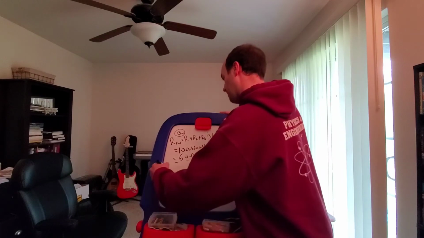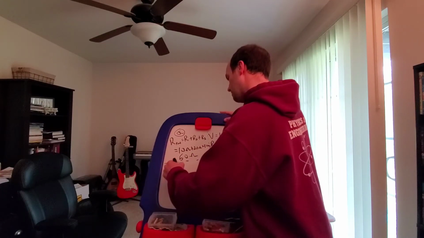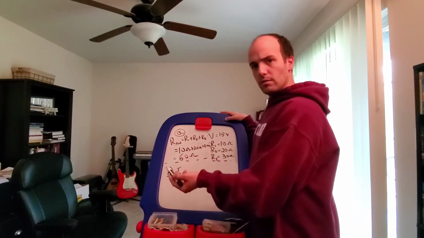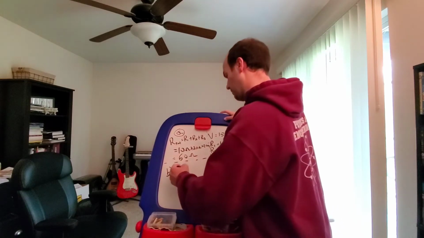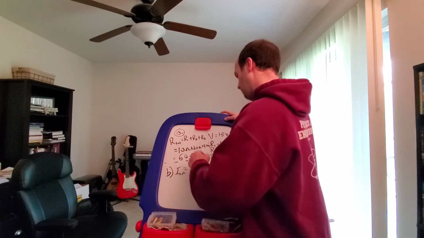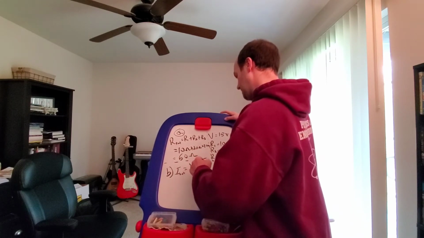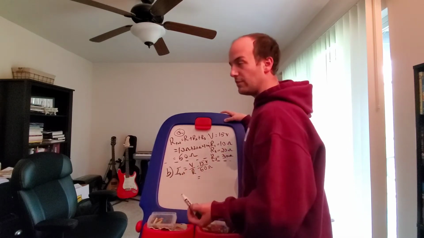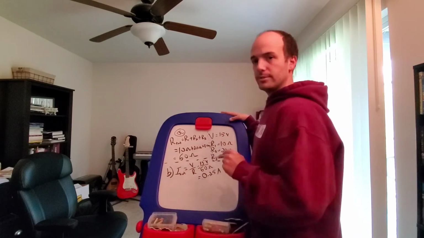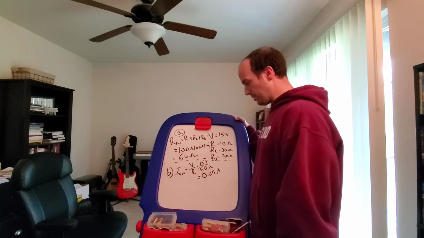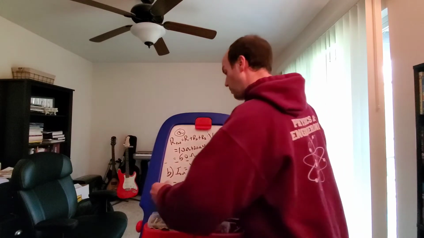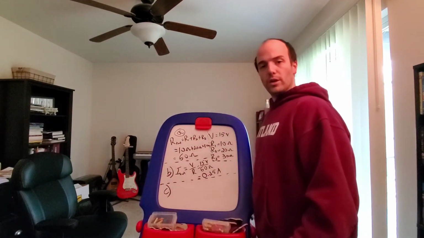That was part A. How about part B? I want to find the total current. Well, I have voltage and I have a resistance, so let's use Ohm's law. R equals V over I, which converts to I equals V over R. 15 volts divided by 60 ohms is 1/4, which is 0.25 amps. Pretty simple.